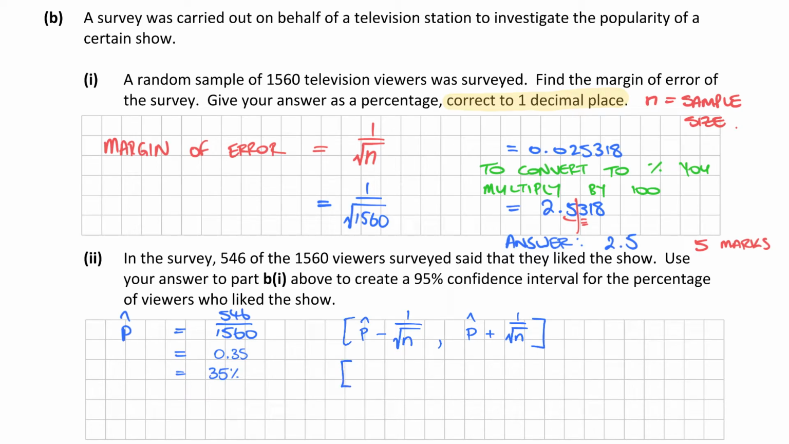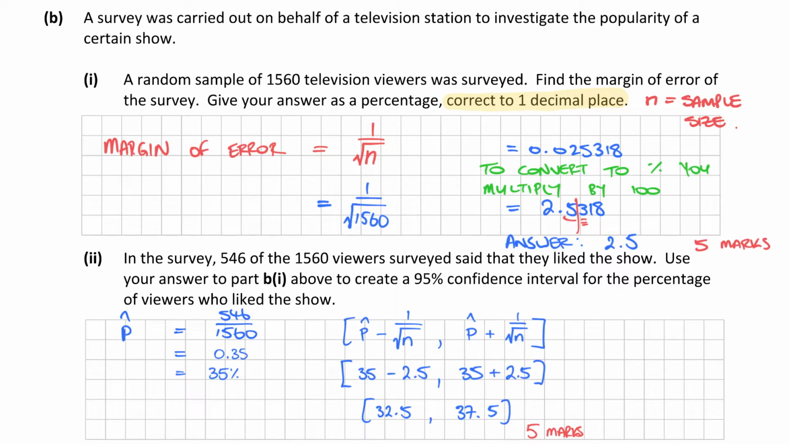So that's going to be 35 minus 2.5, comma, 35 plus 2.5. So that gives us our confidence interval of 32.5 and 37.5. Now, that would have got us 5 marks, and I'm just going to explain to you what that actually means. What that actually means is that that's how accurate this data is.